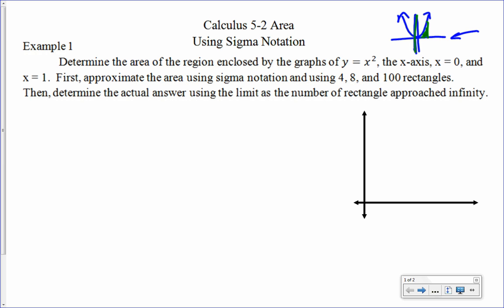Okay, because x equals 1 stops me here, or x equals 0 stops me there. x equals 1 stops me there. And I have the x-axis and the parabola. So that's what we're looking for. So now that I know it's 0, 0, 1, 1, it cuts through like that. Because here would be x equals 1, right? And so in other words, this is what they would like me to find as accurately as possible. And they've given me a variety of rectangles to use: 4, 8, and 100.